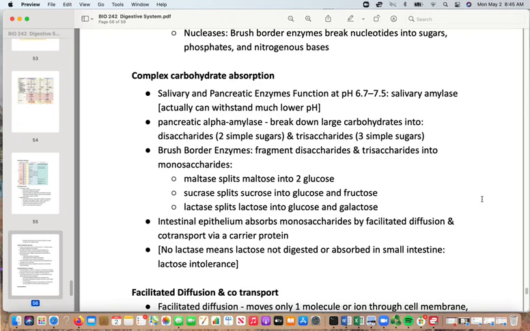And then those can be absorbed by facilitated diffusion and co-transport. So if you do not have adequate amounts of lactase, you're not able to break down lactose, and that's what leads to lactose intolerance.